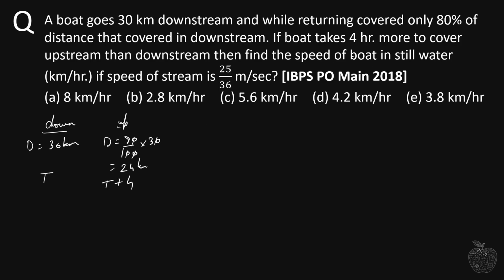Alright, then find the speed of the boat. So we have to calculate the speed of the boat in still water in kilometers per hour, if the speed of the stream is 25 by 36 meters per second. So the speed of the stream, that means the speed of the water, is 25 by 36 meters per second, but we have to calculate our answer in kilometers per hour. So let's convert this into kilometers per hour.